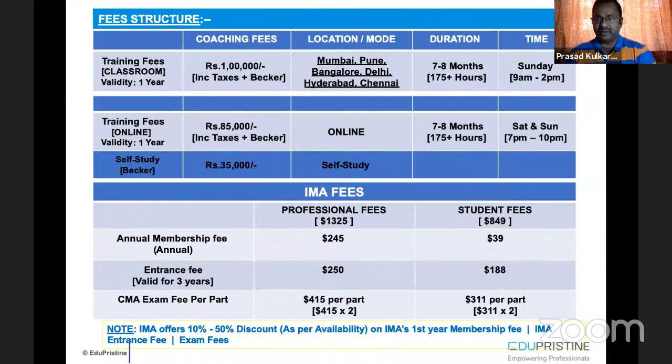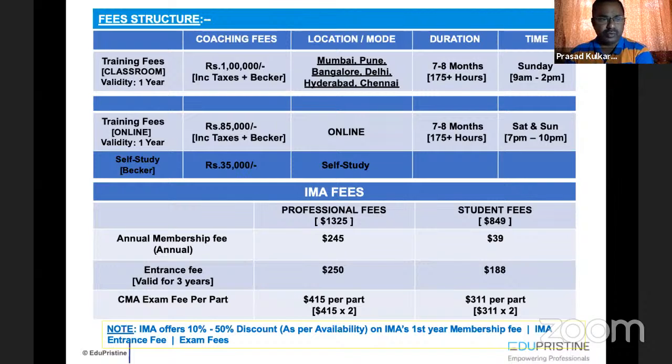Location where you can be anywhere sitting across the globe, and you can take the sessions from whichever location they are on Zoom. Again, it will take about 7 to 8 months. They are generally conducted on Saturdays and Sundays between 7 p.m. to 10 p.m.